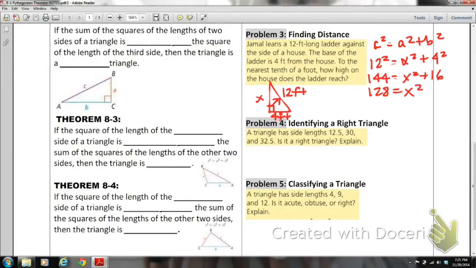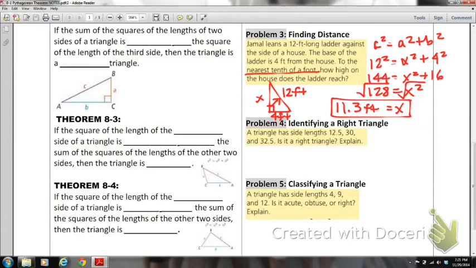We need to solve for x by taking the square root of both sides. And it wants this to the nearest tenth of a foot. So that means you can just plug this one into your calculator. You don't have to find the simplest radical form. The square root of 128 is going to be 11.3 feet. That is how high up the building the ladder is going to reach.